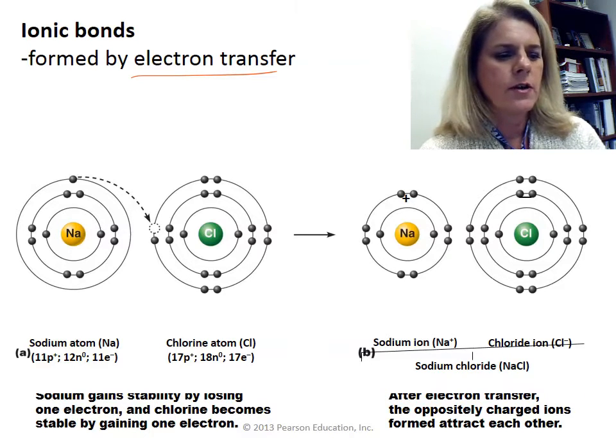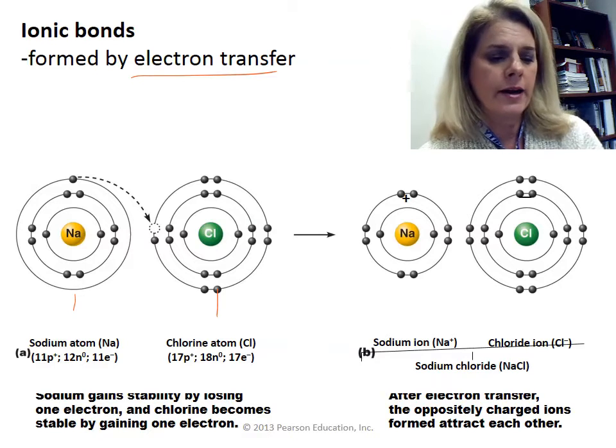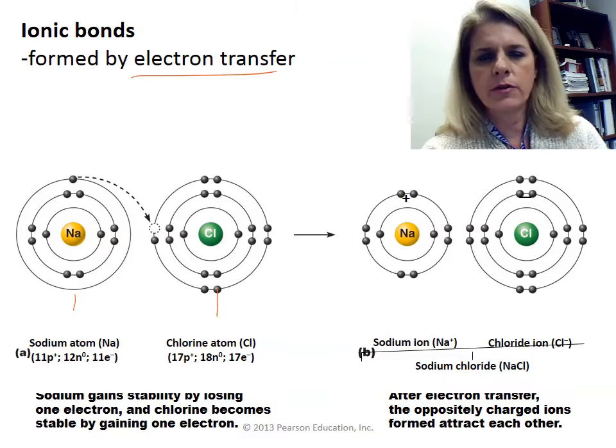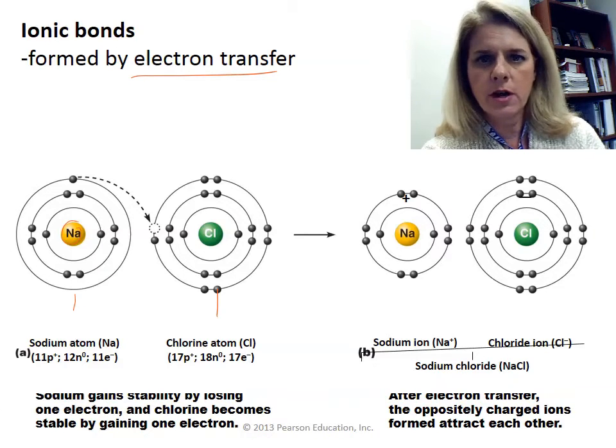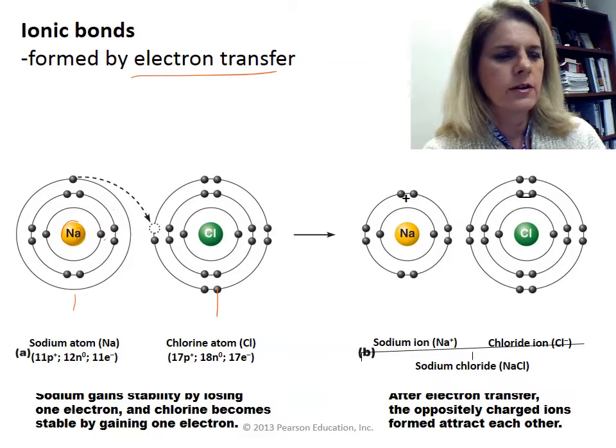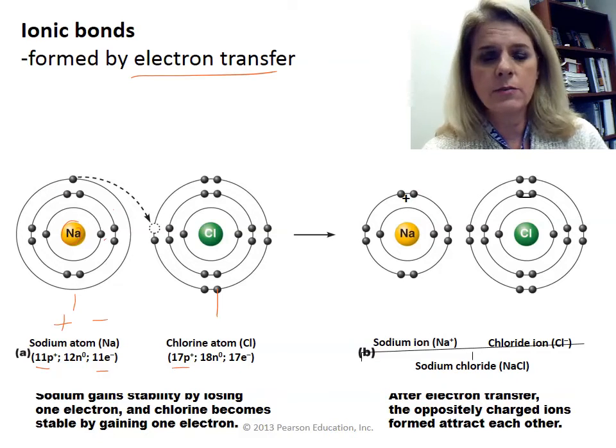Here we have the sodium atom and here we have the chlorine atom. If you remember from the first talk, where we talked about how atoms are set up, you have a nucleus with your protons and neutrons, and then your electrons are around that nucleus. Sodium has 11 protons and 11 electrons, so it has the same number of positives as negatives, so it has a neutral charge. Chlorine has 17 protons and 17 electrons, so the number of positives and negatives are equal, so it's neutral.